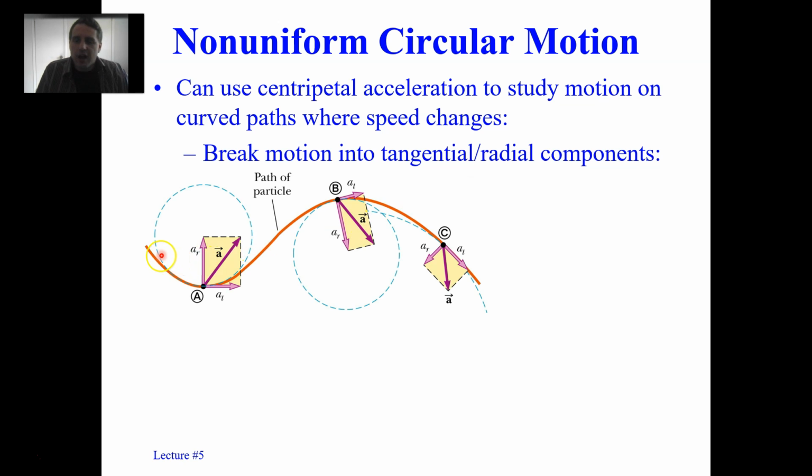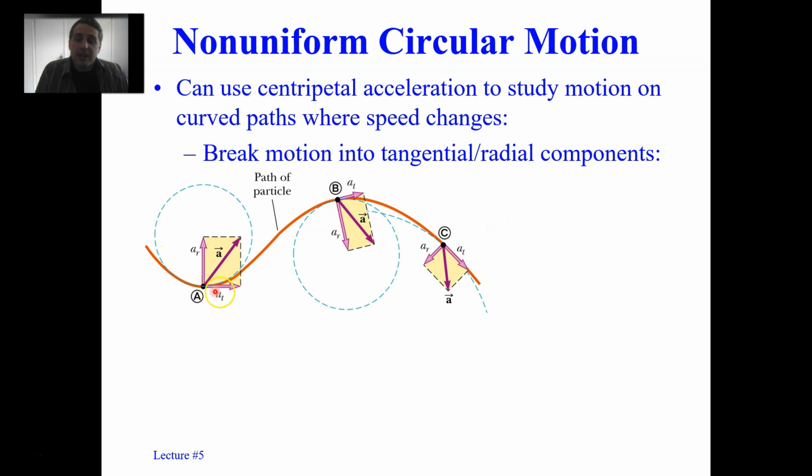So imagine an object is moving along this orange path. Notice that the radial acceleration, which is essentially the centripetal acceleration, always points towards the center of the radius of curvature locally for that curved portion of the path. That's what we see in each of these locations. Whether that's a somewhat small circle or whether that's an extremely large circle, as we see right here. Okay?